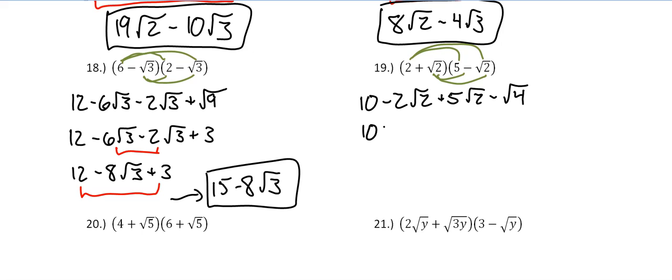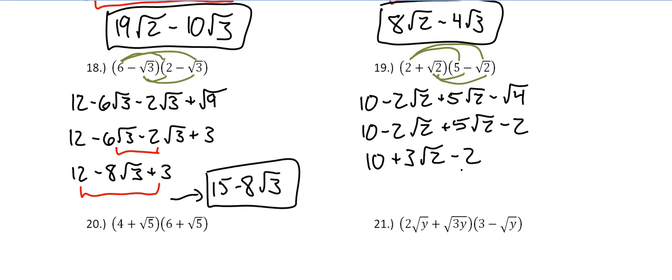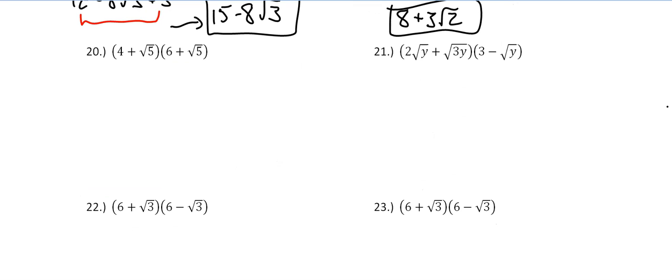I simplify the radicals as much as I can, so I see that square root of 4 over there. I'm going to simplify that to a 2. And now I'm going to combine like radical terms, the 2 in the middle. That's a 3 root 2. And now I can combine the terms on the outside. That's an 8 plus 3 root 2. Okay, so again, I distribute each of those, outside times outside, inside times inside. I simplify the radicals. I combine like radical terms, and I combine the rest of the like terms as well.